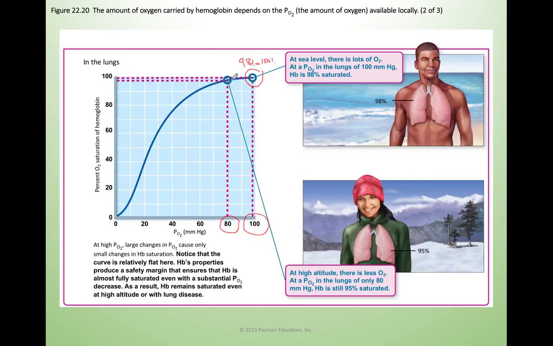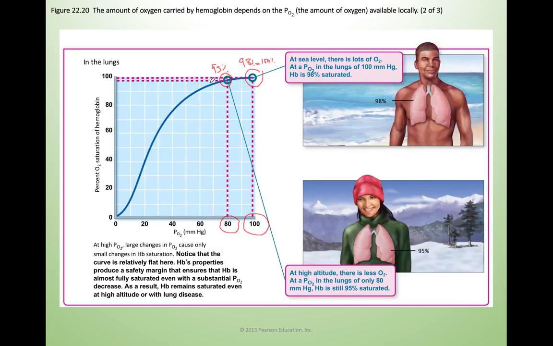But notice how the superior part of this graph is relatively flat. This means that even if I drop off the pressure of oxygen to certain numbers, I would still be able to fully saturate my hemoglobin. So right here, you're still about 95% saturated, or I'll usually round it up to about 100%.